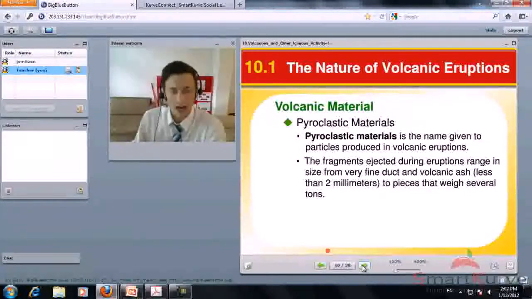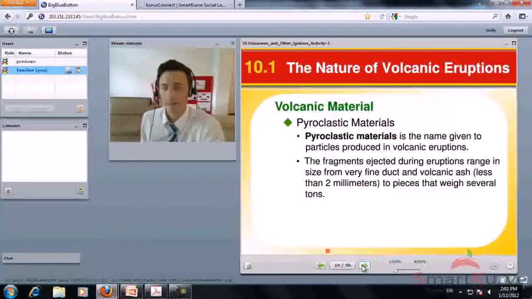So just remember, high viscosity means high silicate, means higher level of carbon dioxide and water, means it moves slower, and it's more violent.